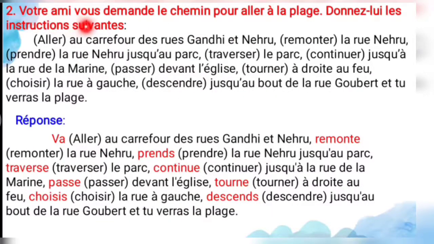Votre ami vous demande le chemin pour aller à la plage. Donnez les instructions suivantes. So your friend is asking you the way to go to the beach, and you give some instructions about the beach. And here the verb is what? Let us see the verb first. The verb aller. Aller means what? To go. And remonter.